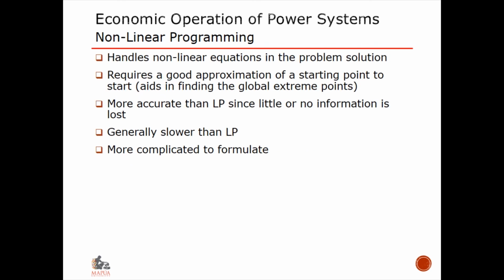Nonlinear programming handles obviously nonlinear equations in the problem solution. It requires a good approximation of a starting point to start. So you have to have a good starting point. It's more accurate actually because you're already incorporating your quadratic equation. So it's more accurate than linear programming, since you're not linearizing or approximating anything, but it's generally slower than LP.